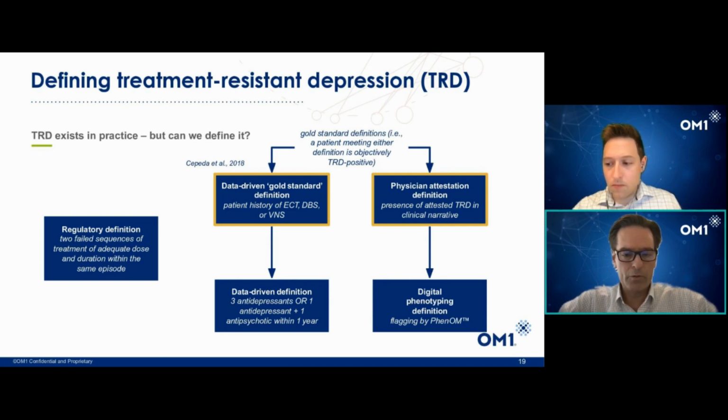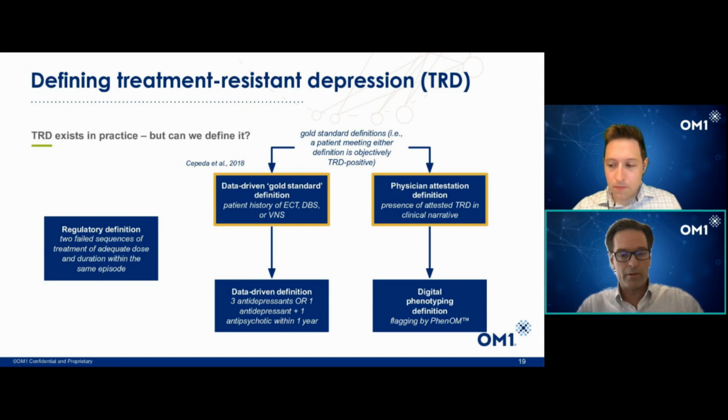However, using a claims-only data set, the model created a definition that was very broad. And that definition is any 3 antidepressants within a year, or 1 antidepressant plus 1 antipsychotic within a year. And we liked that definition because we thought it would be the easiest to apply to a real-world data set.